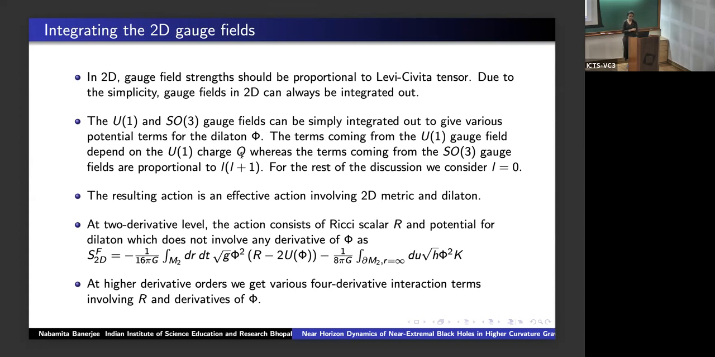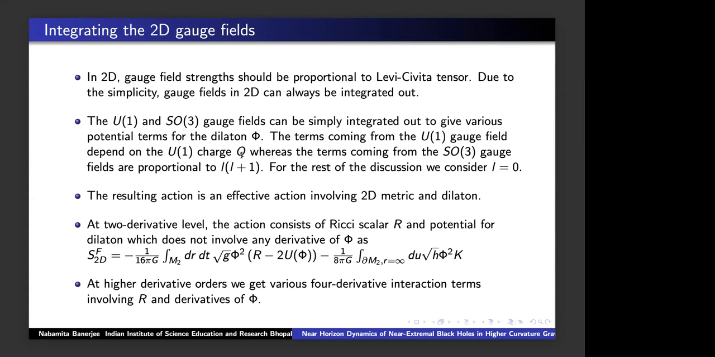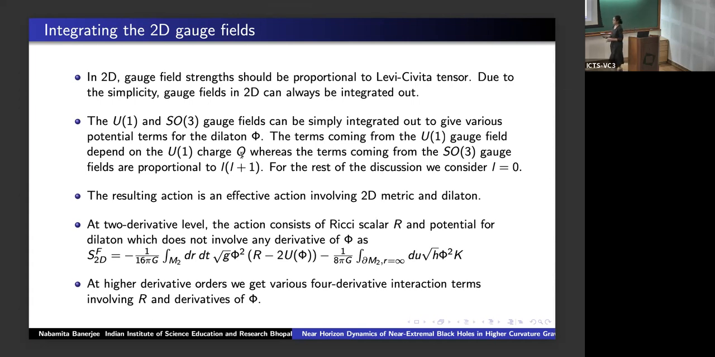Why don't you get higher derivative terms in the R? I will get them, I have just not written it. As I'm saying, at higher derivative orders, we will get various, particularly 4 derivative, interaction terms involving R and derivatives of phi. It's there in the paper. It's a long expression, so I have not written it. One has to do it consistently and one will get it. So the point I wanted to emphasize is that, without any approximation, what we have is an effective two-dimensional description for my system. If I can somehow find the Euclidean path integral for fluctuations around this action, then we get the results that we want.